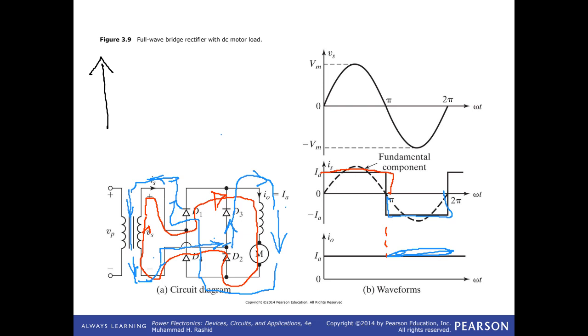This is your input current, IS. What are you going to do if you have an input current like this? How could you evaluate that current?